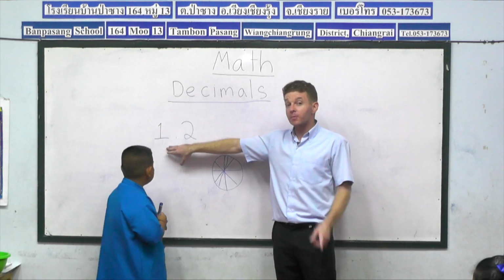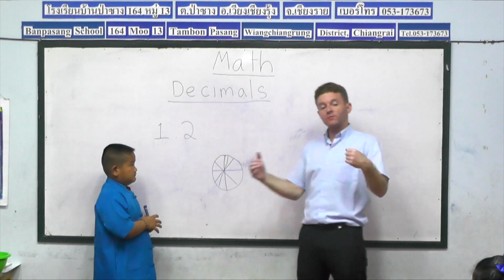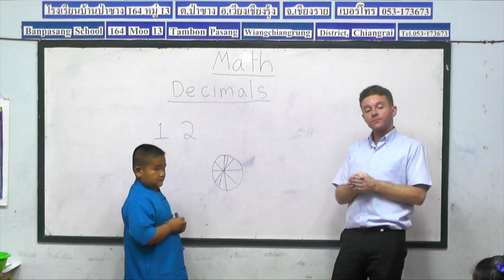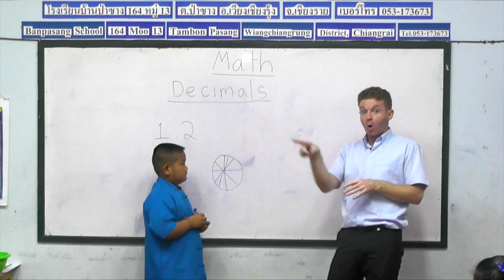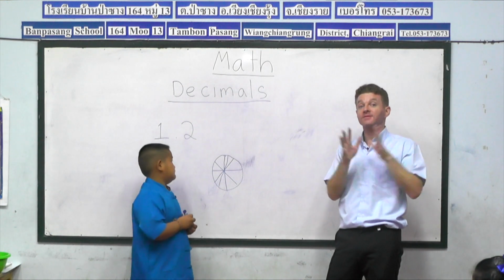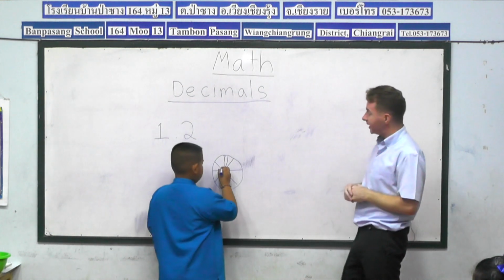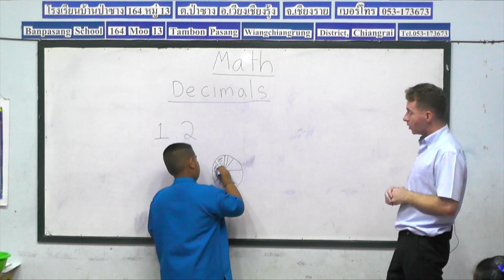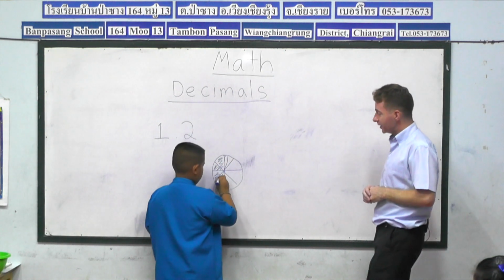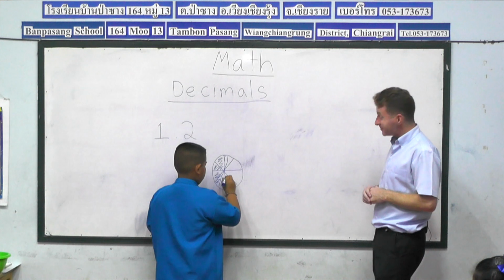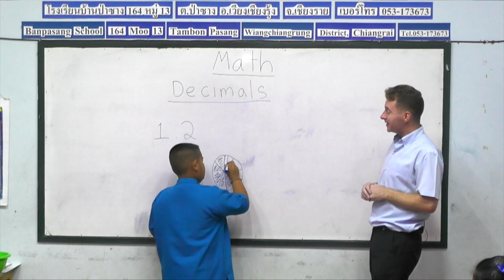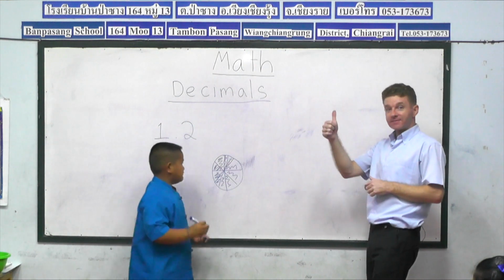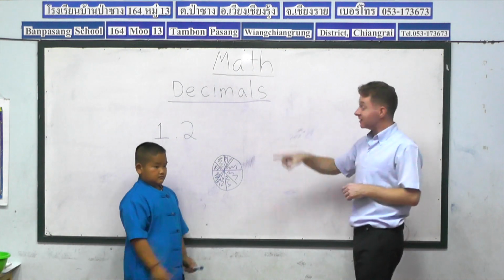Now this first number is a whole. So how many parts of our circle need to be coloured? All of it. Well done. Remember, the whole is always 10 parts completed. So Net, you can colour in every part. 1, 2, 3, 4, 5, 6, 7, 8, 9, 10. Perfect. So now we've done our first number.